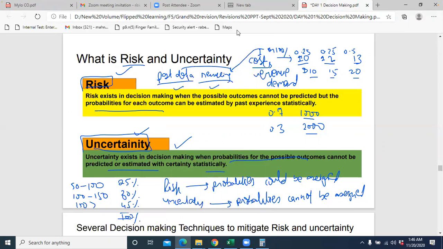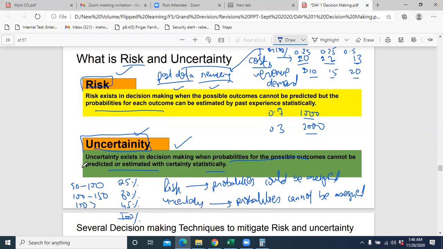So now tell me guys, now from the past data, I can actually assign the probabilities to the outcomes. Now tell me, is it risk or uncertainty? Risk. It's risk.